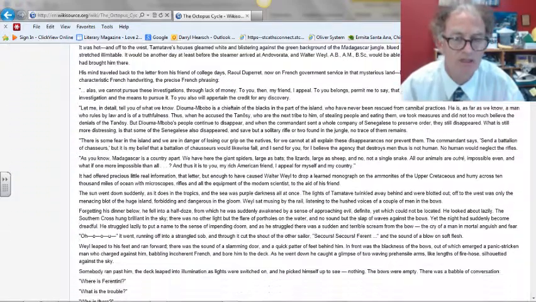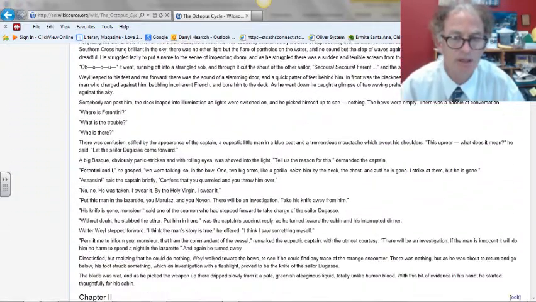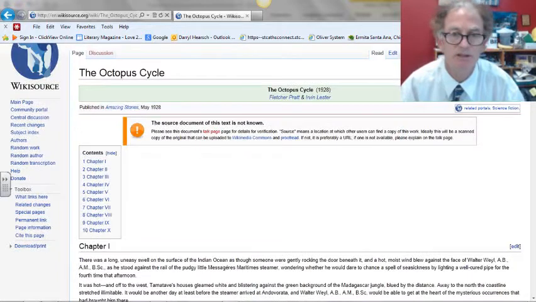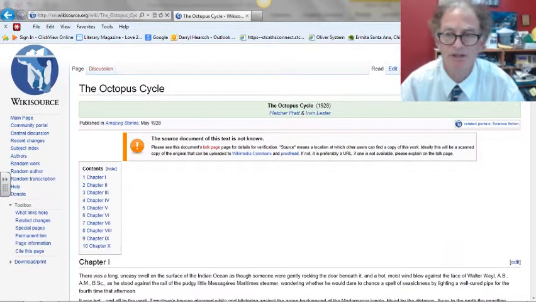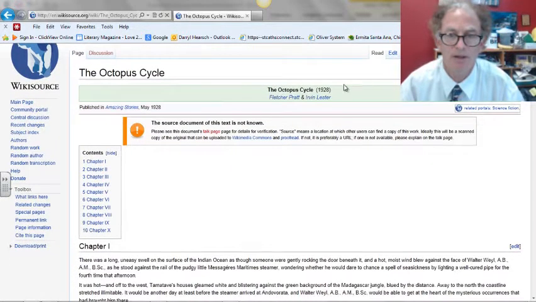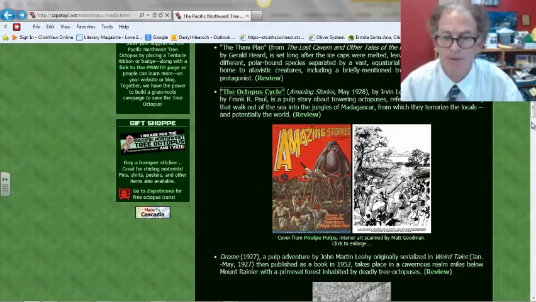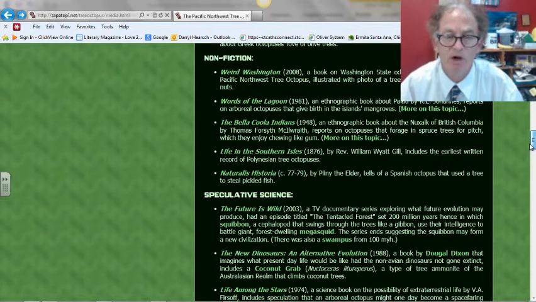This looks like a wiki page of some sort. Again, with wiki pages, you realise that that's based on opinion. And this is 1928. The source document is not known. So it's basically saying, well, you really don't know where this is coming from. Anyway, we're looking at other ones.